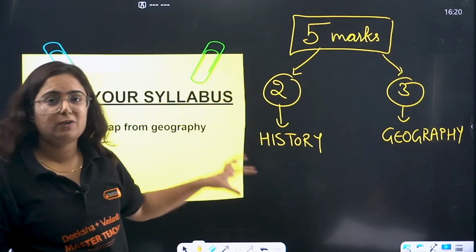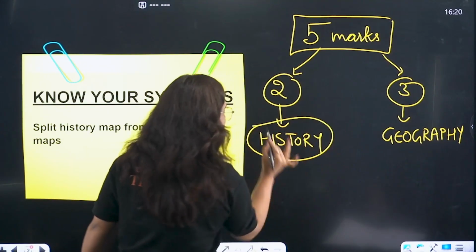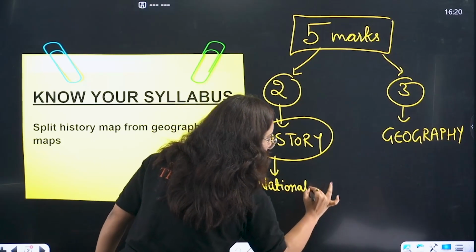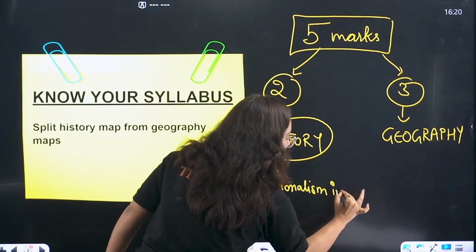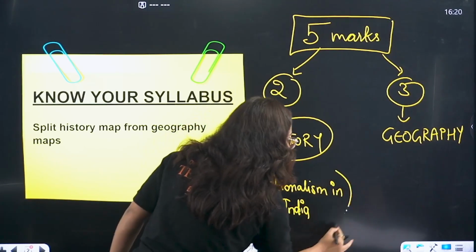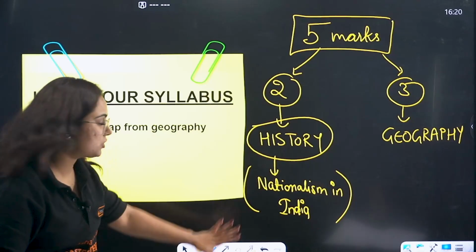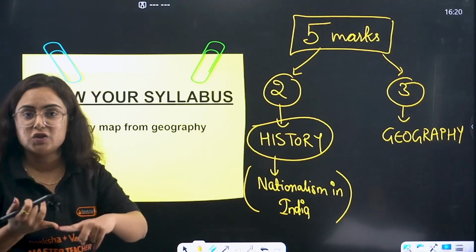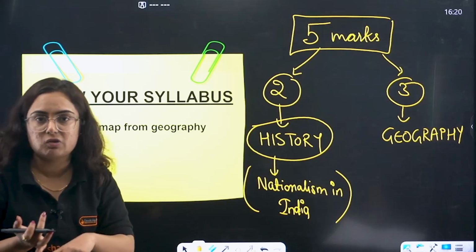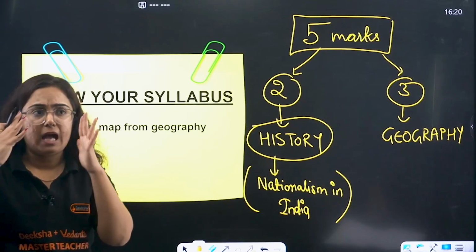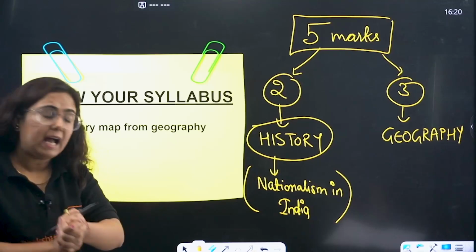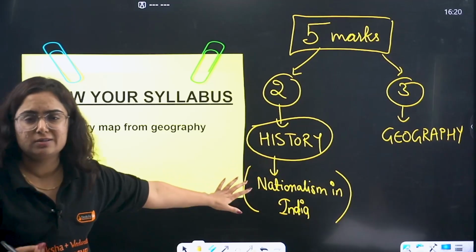So, 2 marks from history. The syllabus is such that only from the chapter Nationalism in India, some definite locations are going to come, like the sessions of the Indian National Congress, and some important locations regarding the freedom struggle, that is Amritsar, then we have Kheda, Chauri Chaura, Champaran, and some other important locations in this chapter.